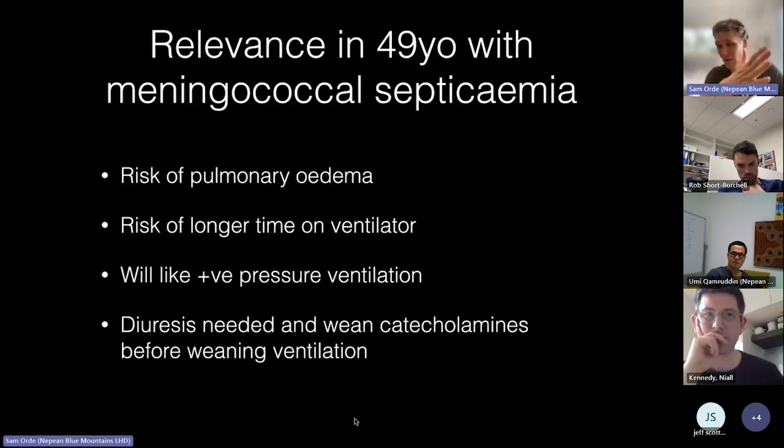So what did I take away from those simple measures that I took on this guy? Well, I kind of took away the idea that he's at risk of pulmonary edema. He's therefore at risk of spending too long on the ventilator. I'm thinking he's going to like the positive pressure ventilation. I reckon we need to diurese the hell out of that guy, and we need to think about our fluid balance. We need to wean the catecholamines as best we can before we even start trying to wean this guy from ventilation. So it's just a nice way of trying to talk about integrating clinical features with echo parameters.